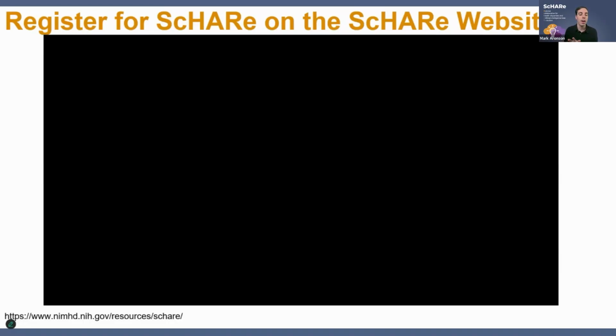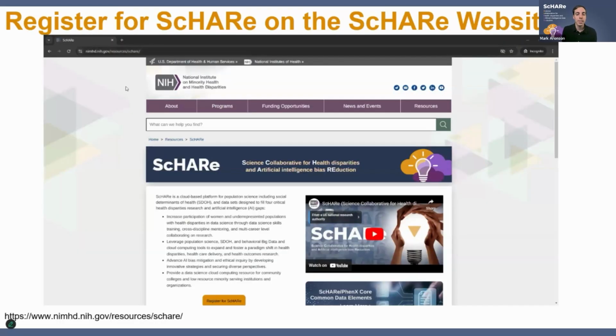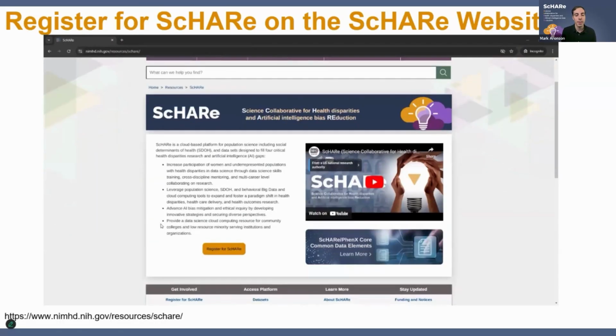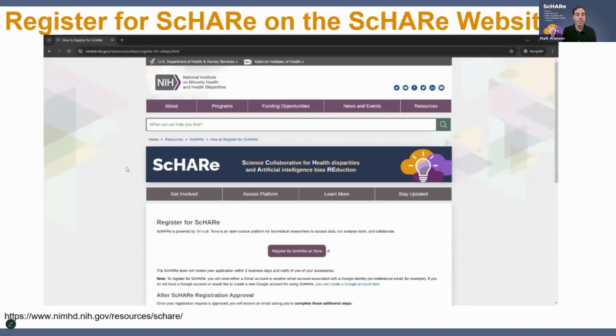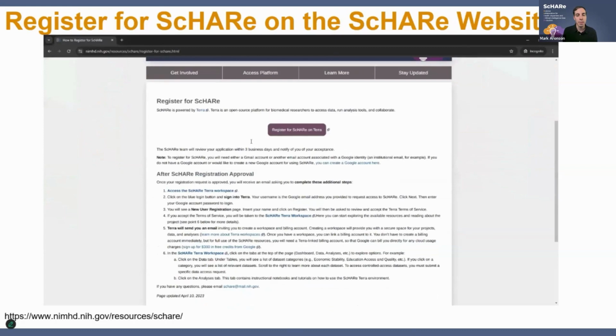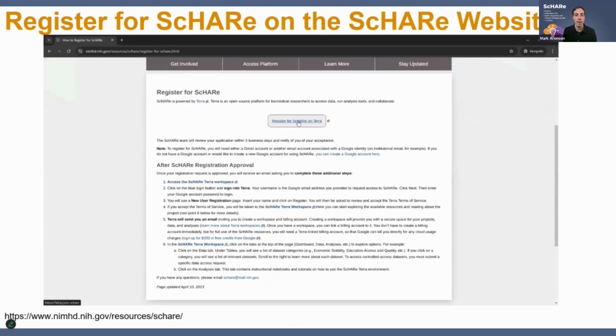And we're going to start on the ScHARe website, which the URL is right there. I usually just Google NIH ScHARe to be able to pull up this website. And so here we are on the ScHARe website. You're going to look for that orange button right there that says register for ScHARe. And this is going to take you to the registration page. And what we're looking for is that big purple button in the middle that says register for ScHARe on Terra.